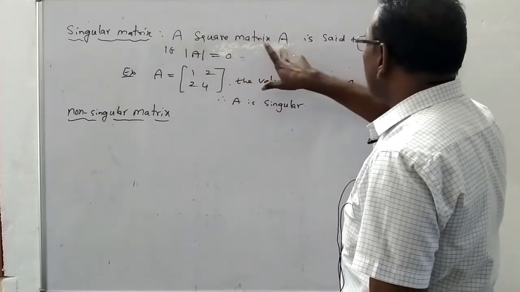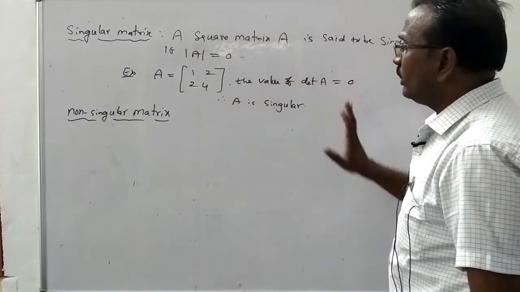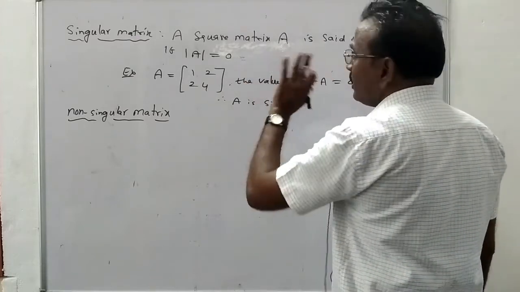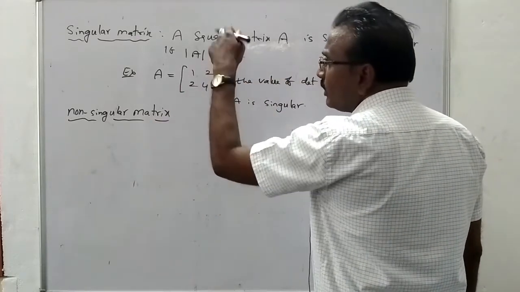A square matrix A is said to be singular if determinant of A is equal to 0. A square matrix A is said to be non-singular if determinant of A is not equal to 0.